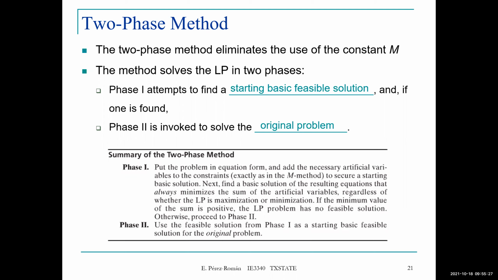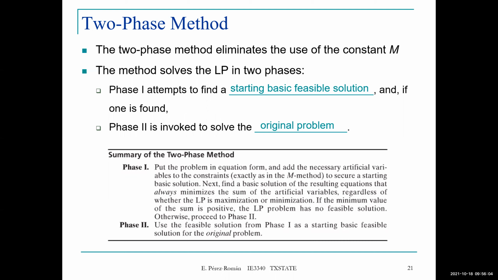The summary of the two-phase method, phase one: we put the problem in equation form. That's the standard form. So we add the slacks and subtract the excess variables, as you already know how to work with that. And then we add the artificial variables to the constraints. This is the same thing that we did for the M method. We start the same way, to secure a starting basic solution. Then next, we find a basic solution of the resulting equations that minimizes the sum of the artificial variables.